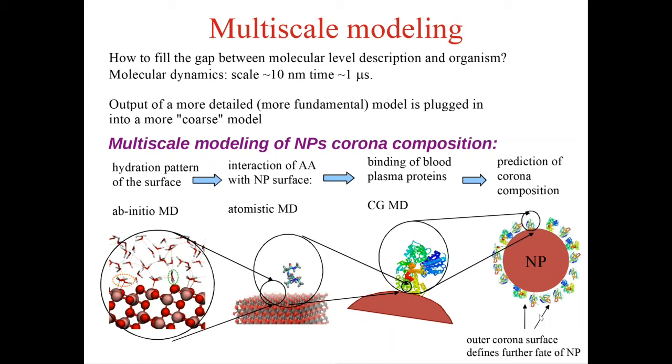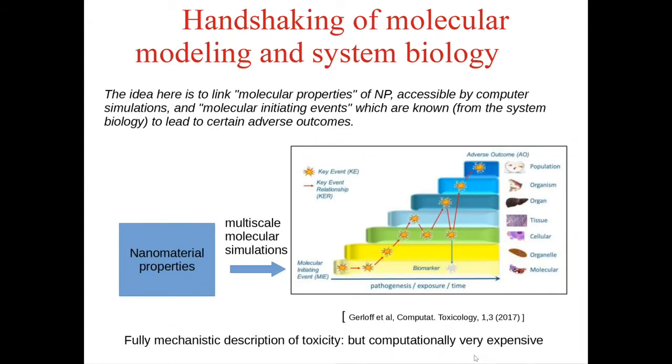So all this chain of events can be done in physical-based modeling. But still, even this level is very much far from what we want to do, which is to predict adverse outcomes on the level of the organism. And so here we do some kind of handshaking of molecular modeling and systems biology, using the concepts of adverse outcome pathways, which are now also developed within the SmartNanoTox project.